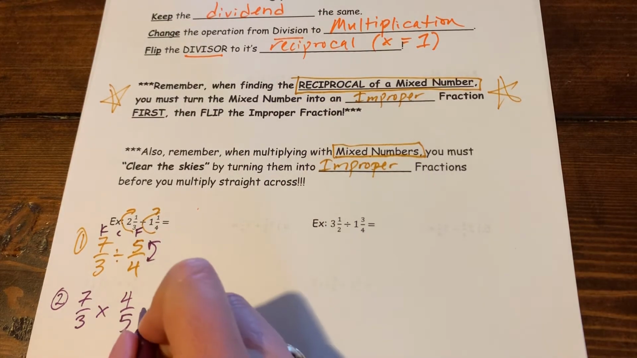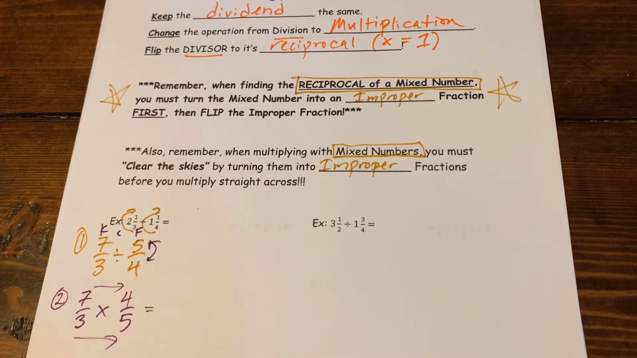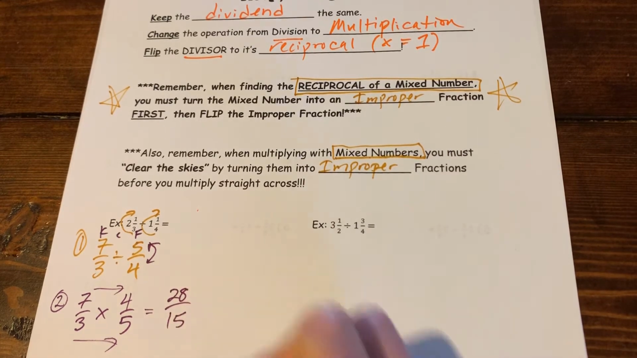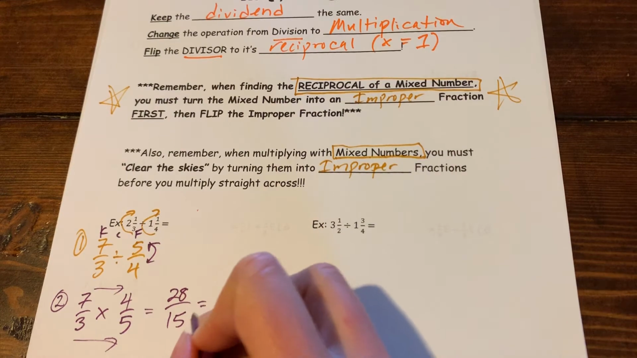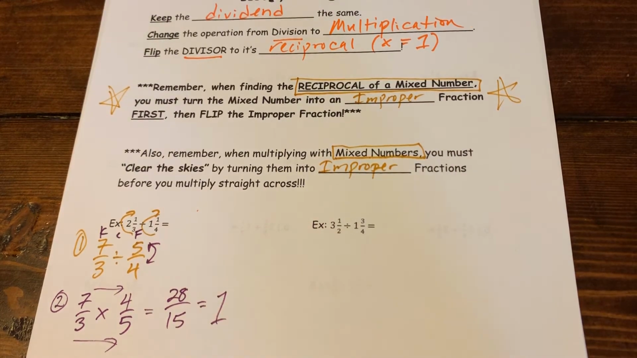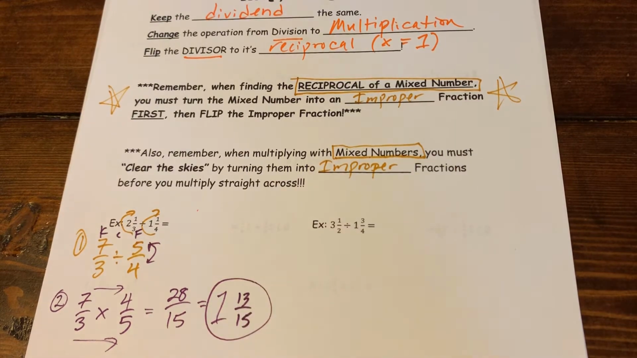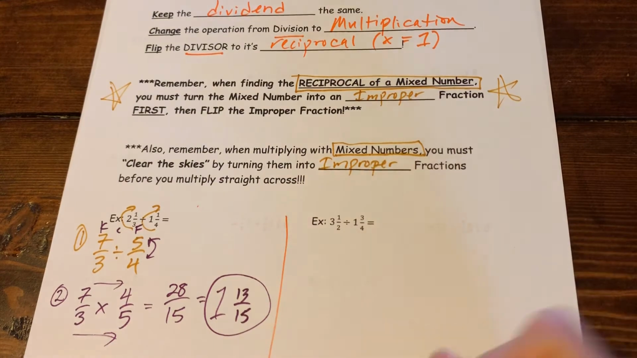And then we can multiply straight across. The skies are clear. There's no whole numbers blocking my way. So I multiply straight across and I get 28/15. That is improper. So I need to turn that back into a mixed number. 15 goes into 28 only one time, and there's 13 left over. So our final answer would be 1 13/15.